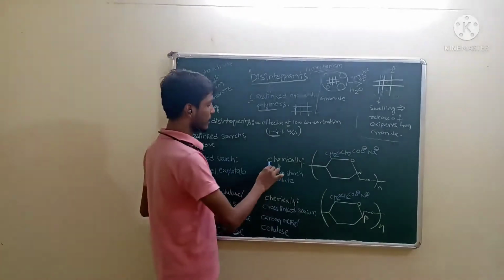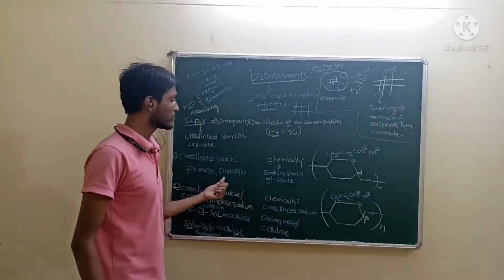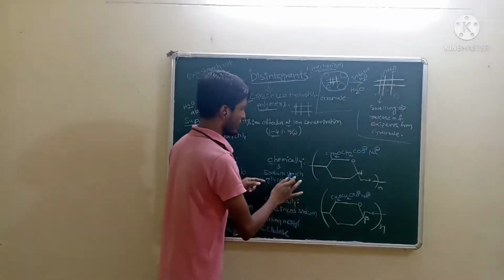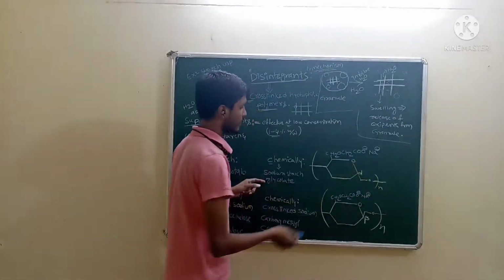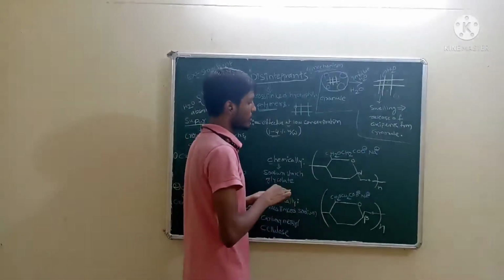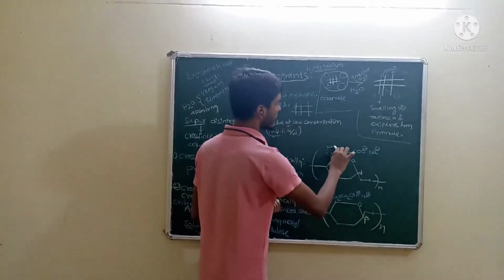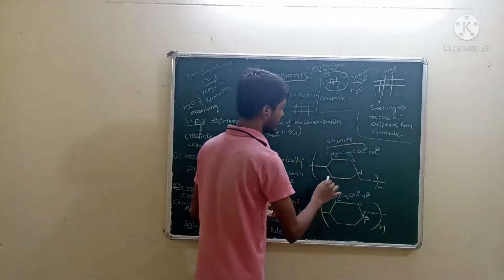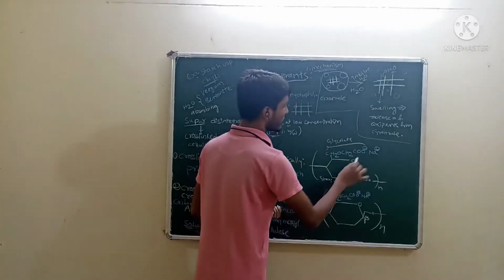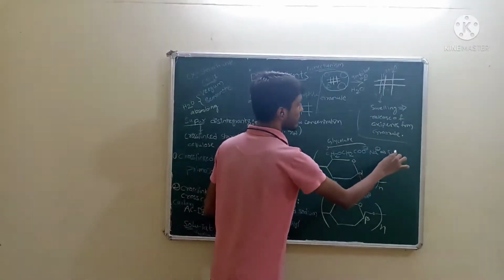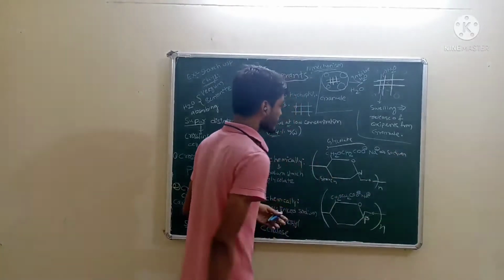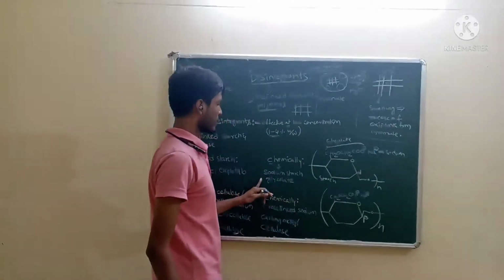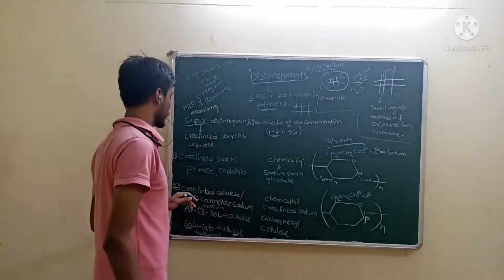Next is the chemical nature. What is the chemical nature of this one? This is the chemical structure. Chemically it is sodium starch glycolate. Starch is the basic nucleus. Glycolate is this compound, we can call this a glycolate. This is the starch and this is the sodium. So we call it sodium starch glycolate. Chemically it is sodium starch glycolate.